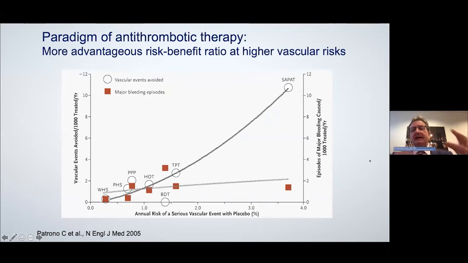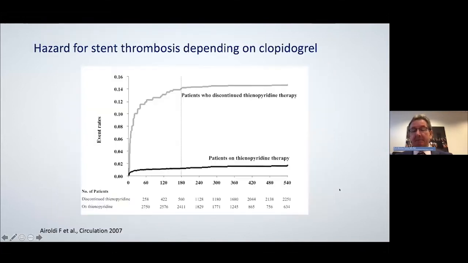However, in the last 5 to 10 years, we saw that bleeding is in general a more and more significant and important topic. And we know also from many studies, and this one is from Circulation many years back, that if we stop therapy, if we stop DAPT, then we definitely have a significantly increased risk for stent thrombosis.